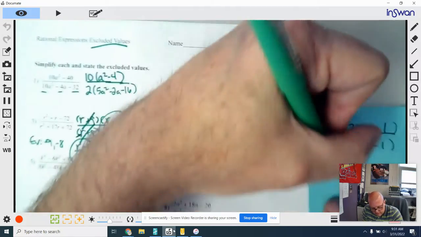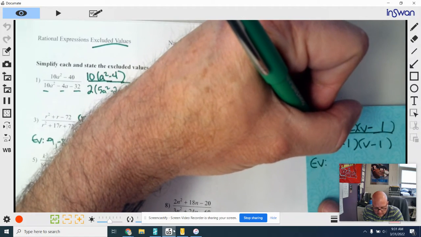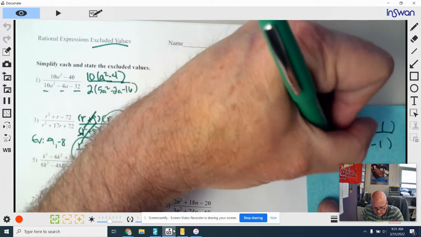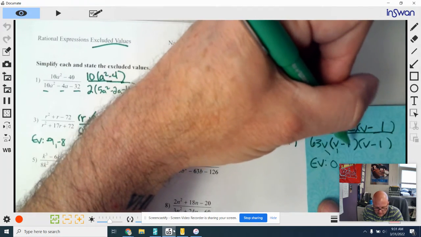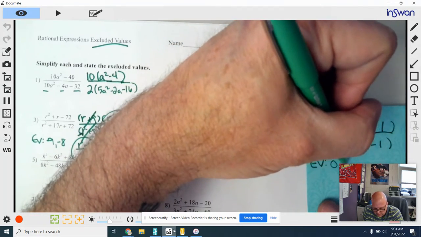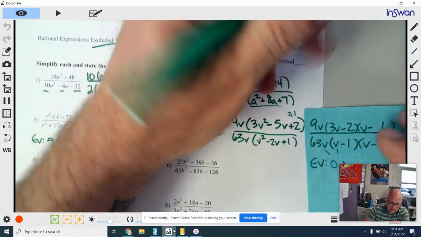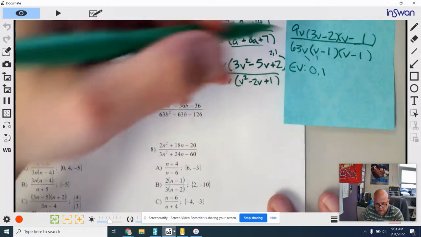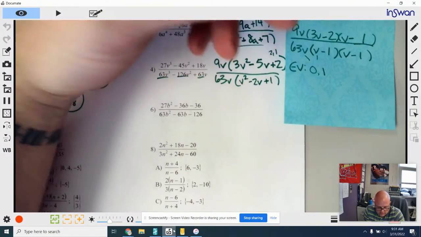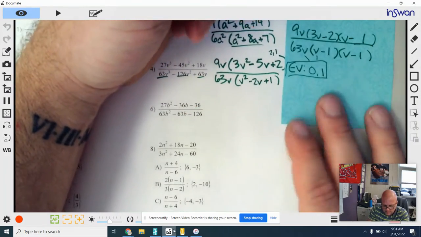All right, now if I look for my excluded values, because this v is outside the parentheses right there, 0 is going to be one of them. And then for this one, to plug in to make this parentheses equal to 0, that's going to be a positive one, which happens to be the same thing for the other one. But I don't need to write that twice. Just because it works for both, you just leave it. So 0 and 1, I don't need to write that one more than once.